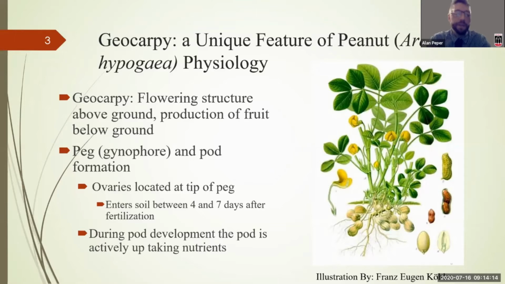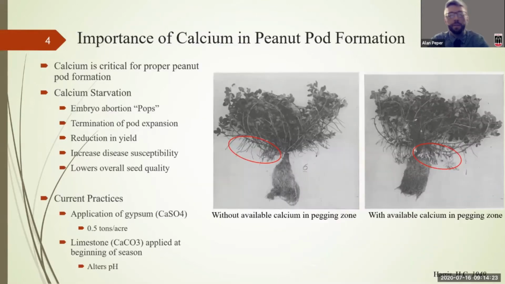And what is also very unique about the peanut plant is that it is actively taking up nutrients through the pod, not just through the roots. One of those important nutrients is calcium. Calcium is critical for proper pod formation. Without it, calcium starvation can lead to embryo abortion, termination of pod expansion, reduction in yield, increased disease susceptibility, and lower overall seed quality.